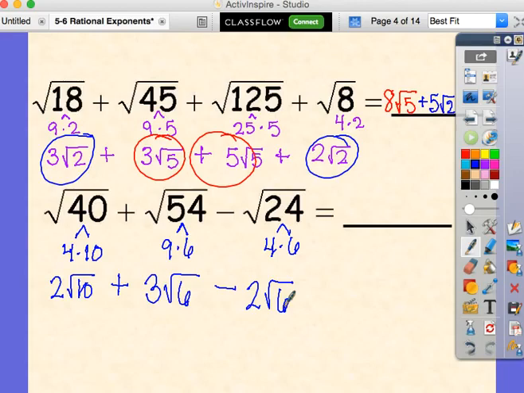Okay, now, the 2 square root of 10, we're just going to leave alone because there's nothing to combine it with. And then 3 minus 2 would be positive 1, right? So plus, we don't have to put the 1, we can just put square root of 6.